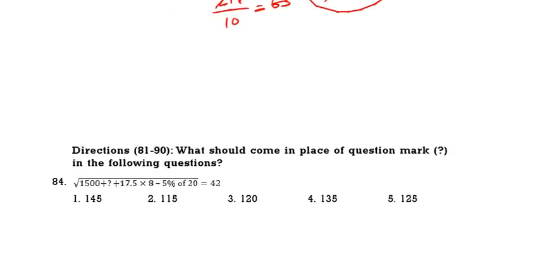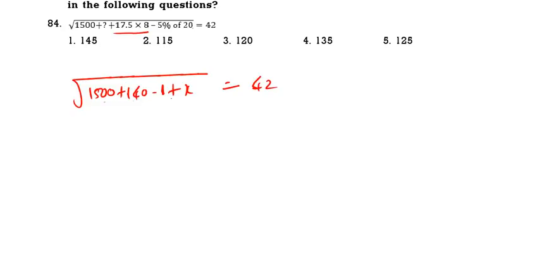Next question. 84. Root of 1500 plus 17.5 into 8. 17 into 8 136. 0.5 into 8 4. So it is 140 minus 5% of 20. So 5% of 20 means how much we are going to get? 1. Now this is 1640 minus 1, that is 1639 plus x, root is equal to 42.